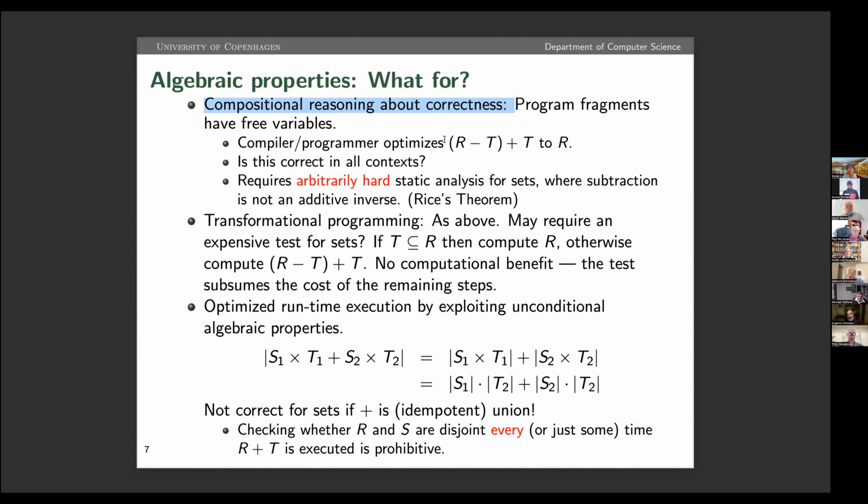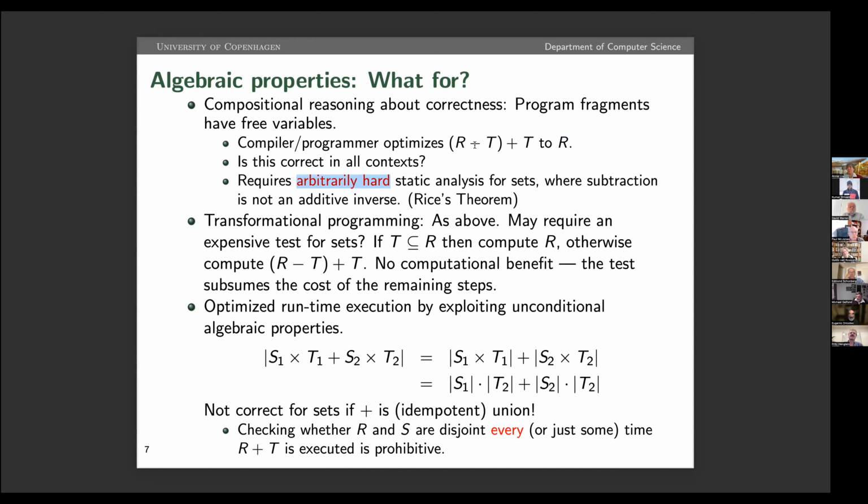So what if you're looking at this statement and you'd like to optimize it to R? It's R, then we subtract T and then add it again. That seems like we can optimize this to R, but is it really true in all contexts? Because if T is not a subset of R, this is not equal to R with standard set deletion.